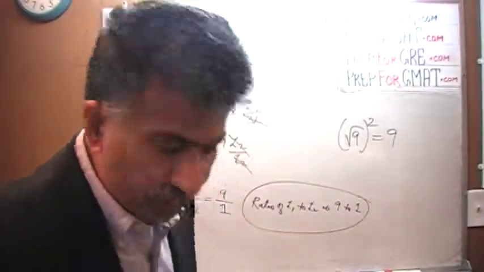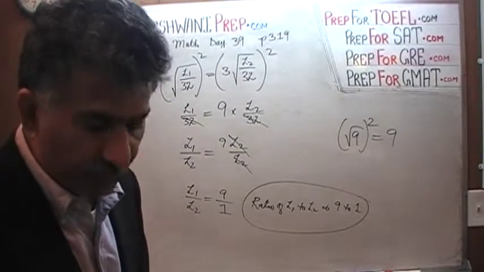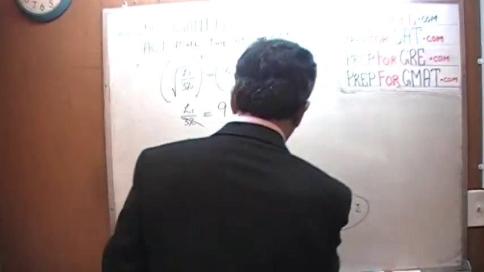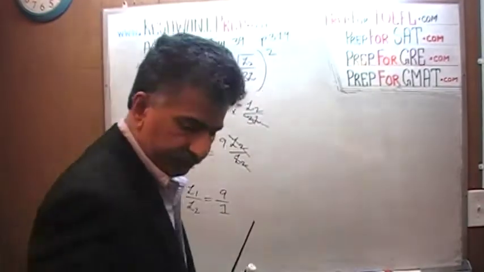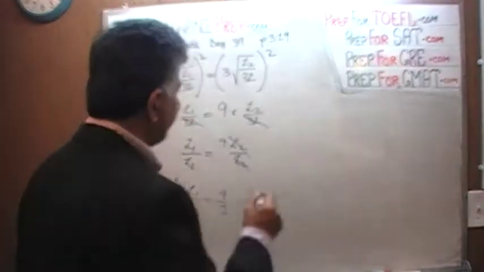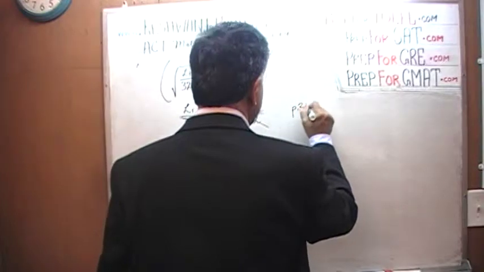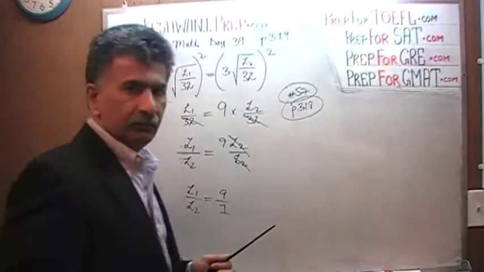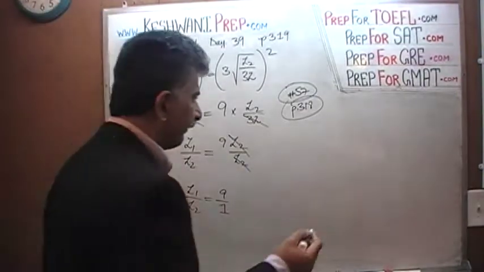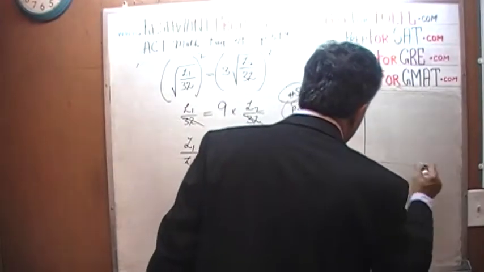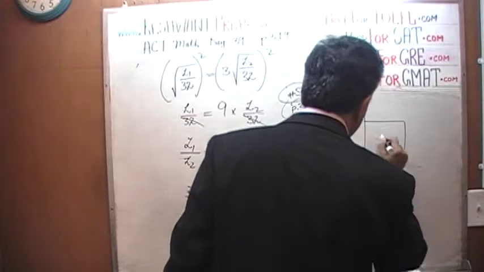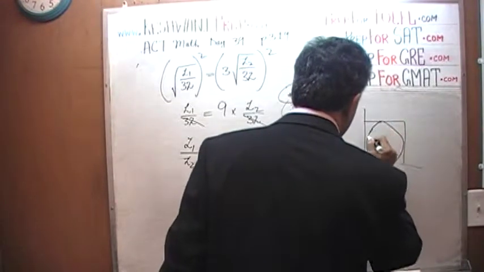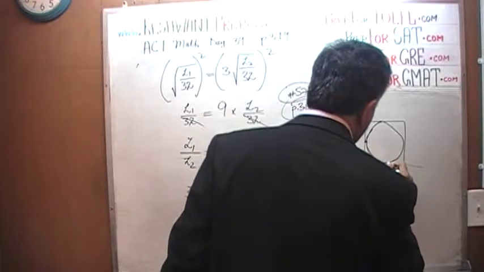There is a problem on the previous page, page 318, that we have not done yet. I want to go back and finish that problem. It's a very simple, very straightforward problem on page 318, number 57. We did not do it yesterday, so I'm going to do it here. We're given a square here, and inside the square we have a circle which is touching it everywhere.